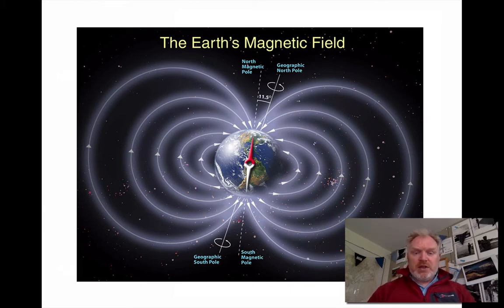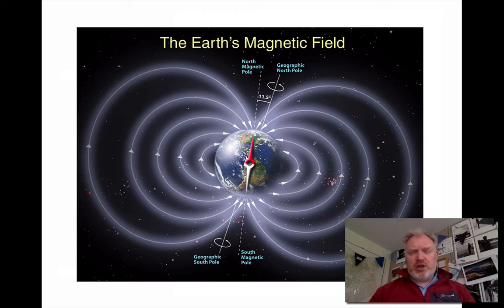Now we're familiar with this view, but it's actually quite unusual. It's a bit weird. The Earth can't be a bar magnet. We know that from the internal structure of the Earth. We know it has concentric layers. There's a bigger problem too. The Earth is simply too hot. Hot things are not magnetic.